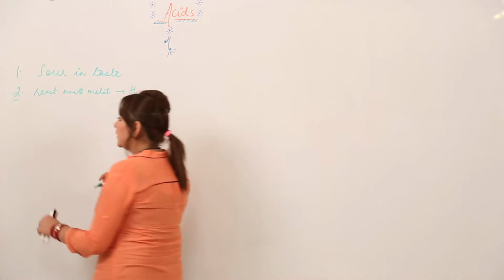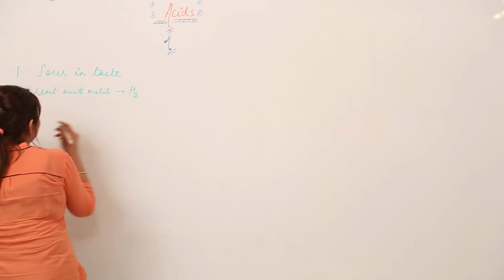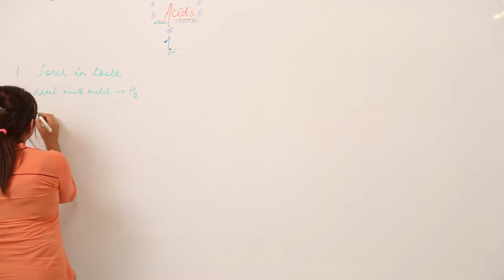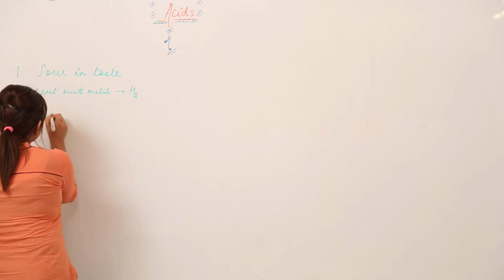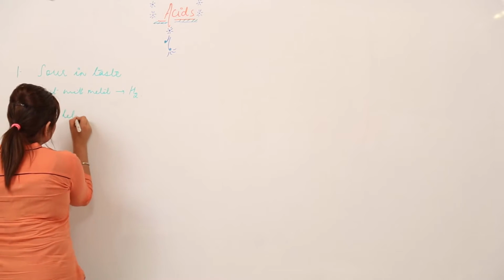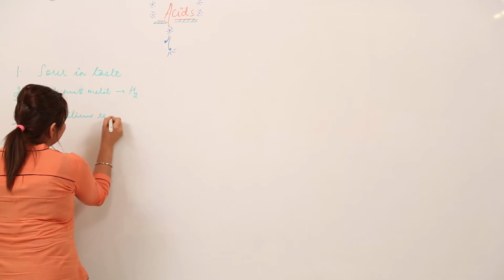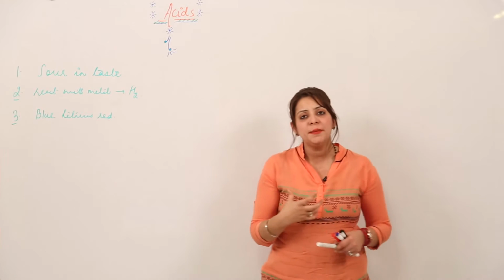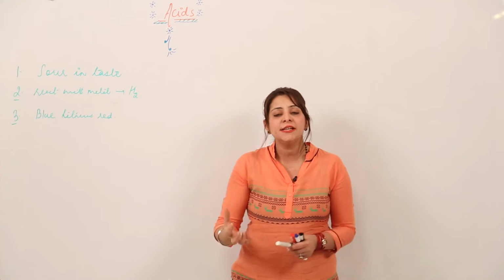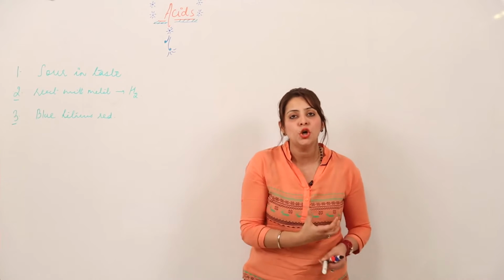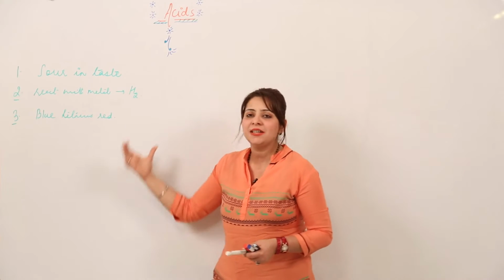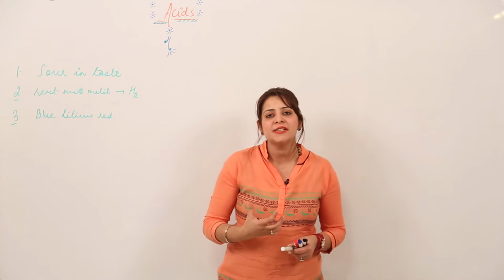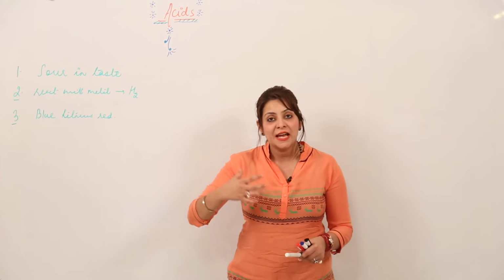The third characteristic followed by the early chemists was that if we add this acid to litmus, it is going to turn blue litmus red. So these were the three characteristics followed by the early chemists in order to distinguish acids from bases or acids from salts. However, these characteristics are not appropriate, or you can say not sufficient, to decide the nature of a substance as acidic.